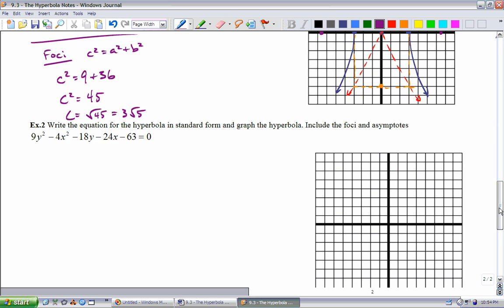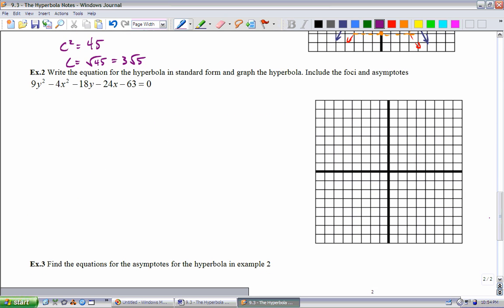Okay, let's take a look at the next one here. Write the equation for the hyperbola in standard form, graph the hyperbola. Include the foci and the asymptotes. Okay, well, a little different here because this is not in standard form. But that's okay. In this case, it looks like y is going to come first. That's not always the case, but we'll just assume that it is here.